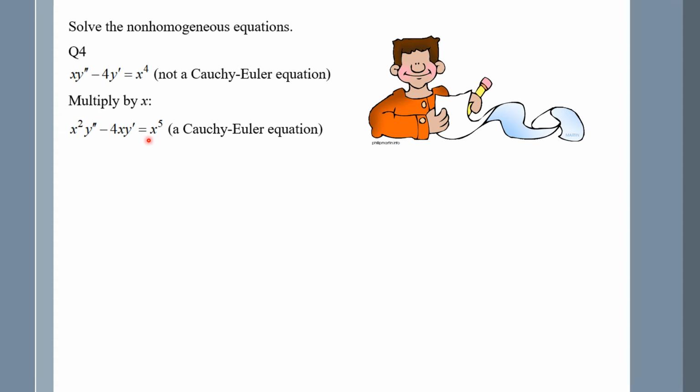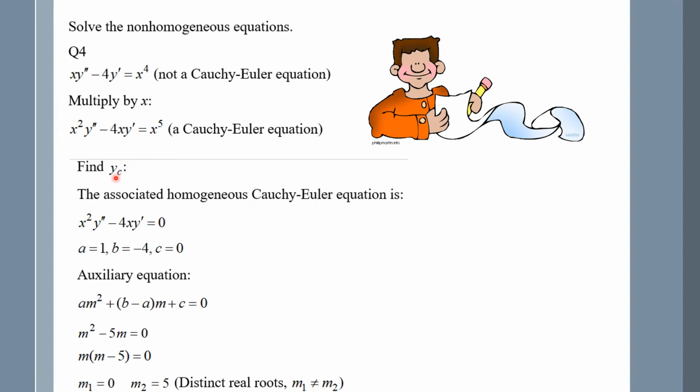Now, since this is a non-homogeneous Cauchy-Euler equation, we have to find two parts, which are the yc and the yp, in order to make up the general solution. So the first part is to find yc, the complementary function, or in other words, the general solution for the associated homogeneous Cauchy-Euler equation. The associated homogeneous Cauchy-Euler equation will be as follows. You just use the Cauchy-Euler equation, except that the right side now has been replaced by 0. So we get x squared y double prime minus 4xy prime equals 0.